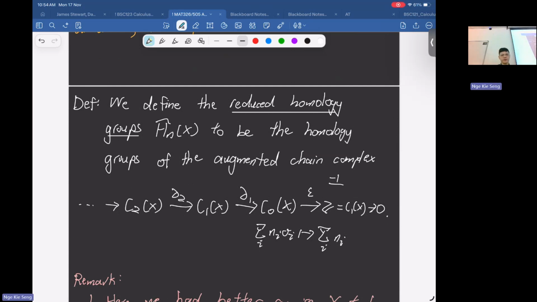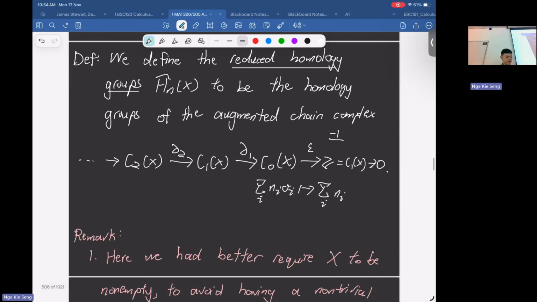Tomorrow we will start from here. We will talk about how good this reduced homology is, I mean, how useful it is. Not tomorrow, on Wednesday. Okay, see you next Wednesday.